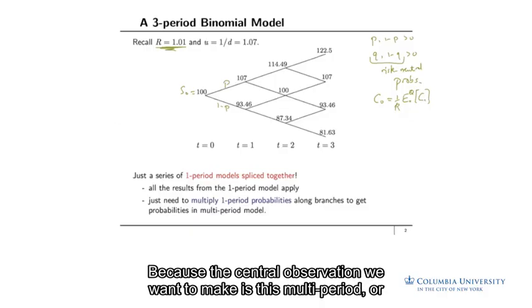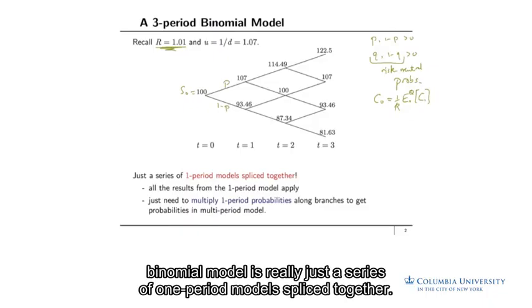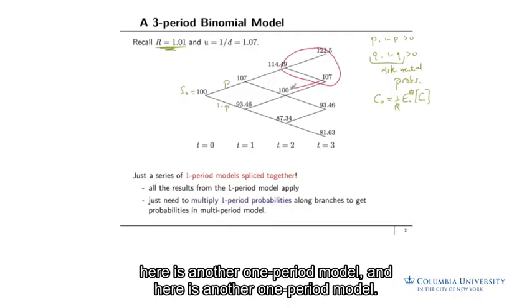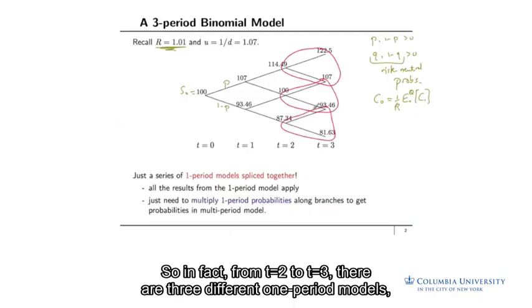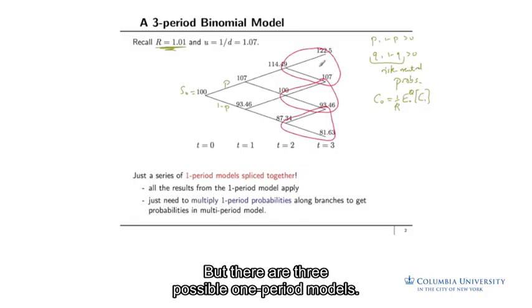Because the central observation we want to make is that this multi-period, or in this case three-period, binomial model is really just a series of one-period models spliced together. So for example, here's a one-period model. Here's another one-period model. And here's another one-period model. So in fact, from t equals 2 to t equals 3, there are 3 different one-period models, only one of which will actually occur, but there are 3 possible one-period models.